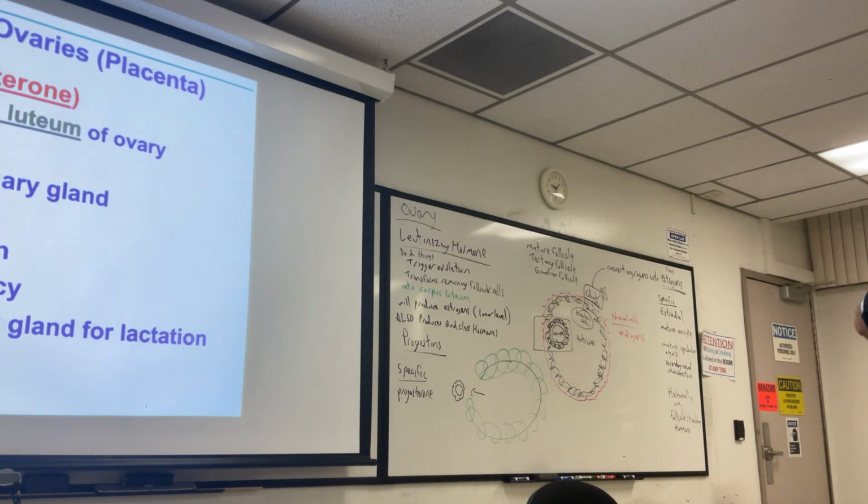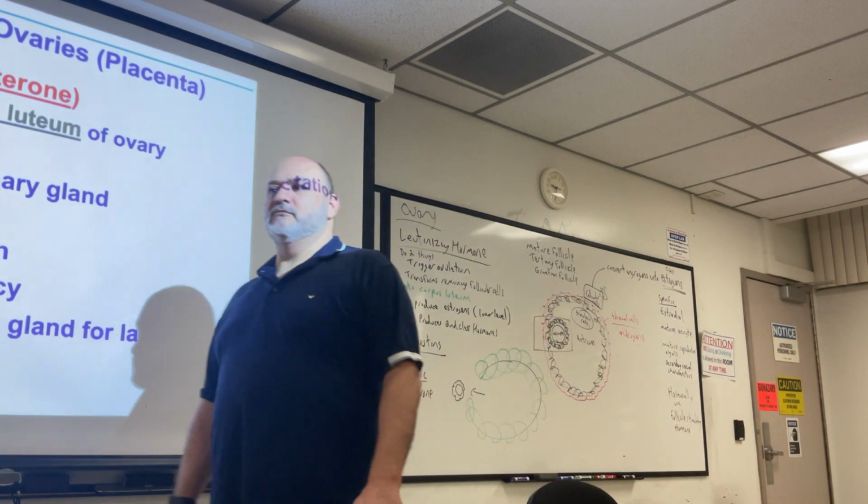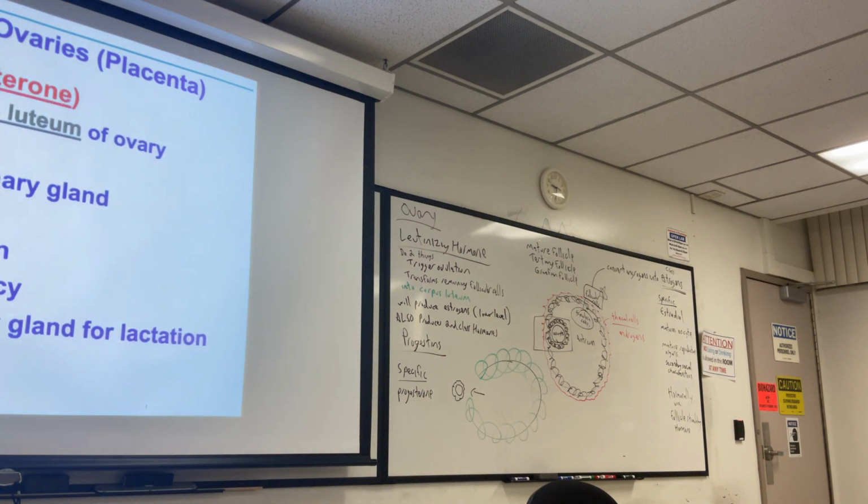We develop a new follicle, ovulation occurs, we develop a new corpus luteum, no pregnancy, shedding, rinse, repeat, recycle, reduce. I don't know what all of those are, used words, right?